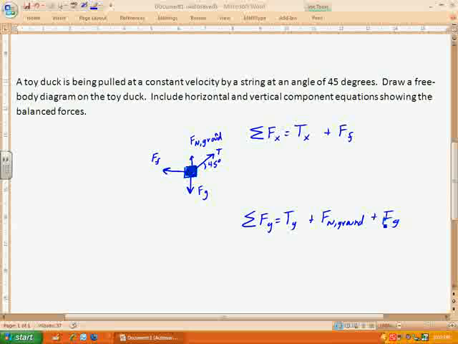Now, what I would like for us to do to fine-tune this is, number one, which is going to be number 3 on this video, I would like for us to do the trig associated with the components, to relate those components to the original force. Okay? In other words, I don't want to write down tension X. I want to write down how I can get that from the tension overall.